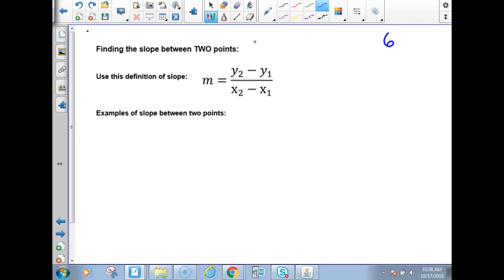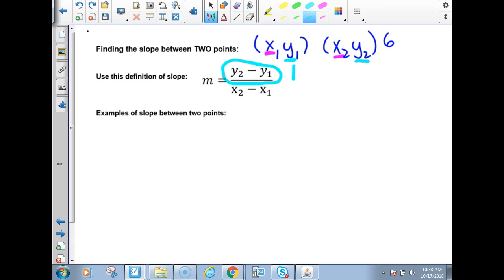Okay, slope between 2 points. Points will be x1, y1, and the second point x2, y2. I'd like to highlight, I'm going to do the x's in pink and the y's in blue. You can use whatever color you want, make them separate. I just have had a lot of students who do this backwards. The y's are on top because the y's are going up. That's your vertical change, up or down. The x's are on the bottom.